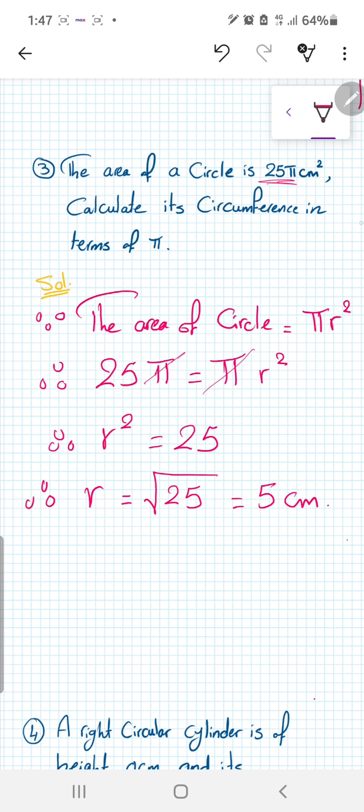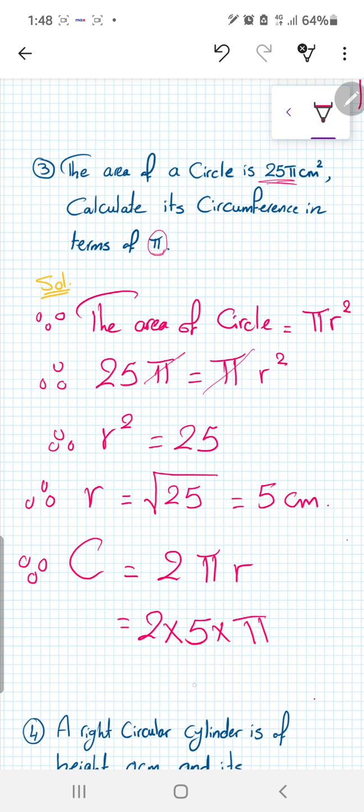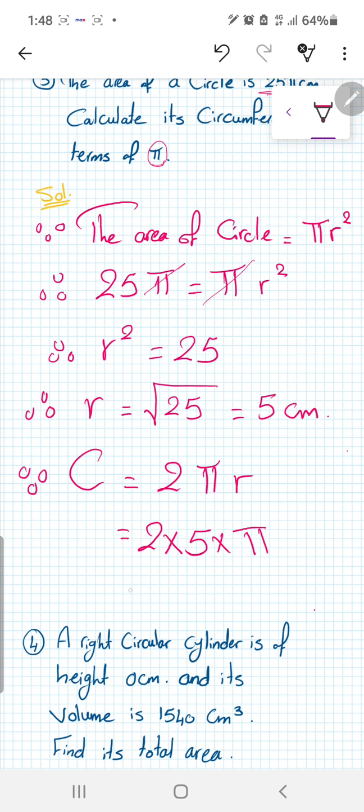Calculate its circumference in terms of π. What is the meaning of in terms of π? Don't do substitution with π. Okay, so circumference equals 2πr, equals 2 multiply r, which is 5, multiplied by π. Don't substitute with π. Okay, so the result will be 10π, don't forget centimeter.